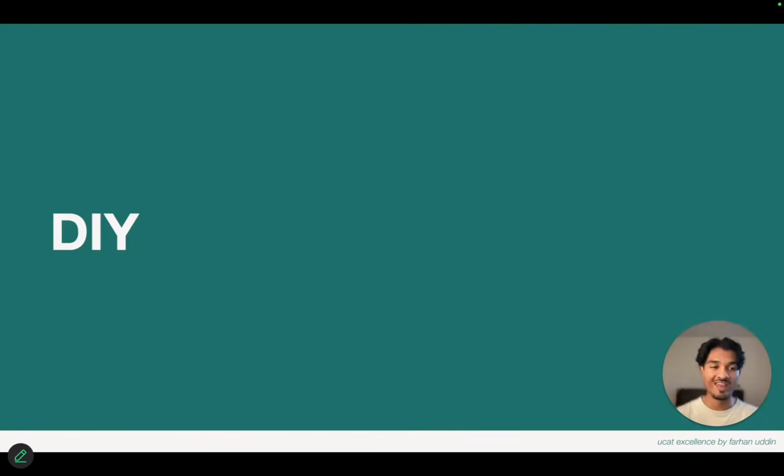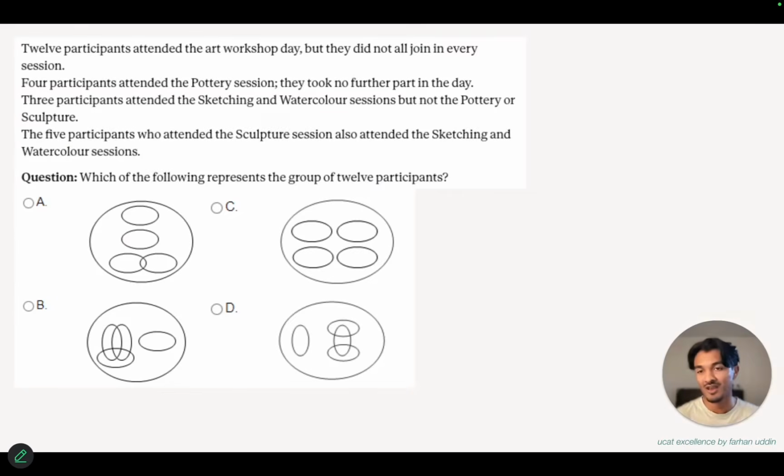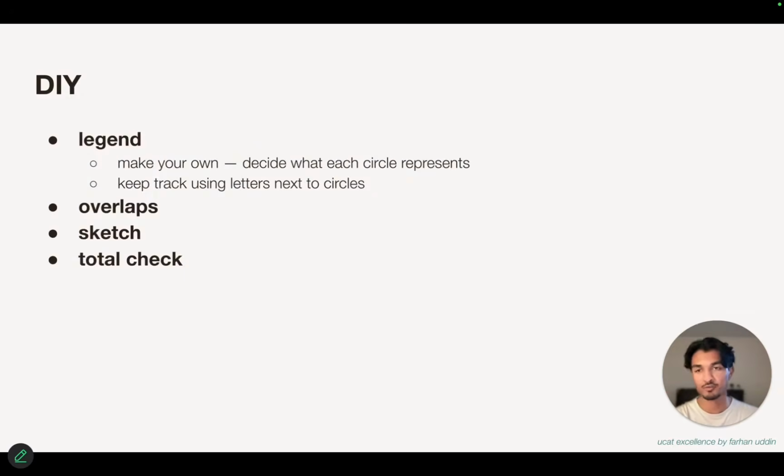We've got the next question type, which is DIY. And they look something like this, where they give you actually no numbers, but they give you just words. And your job here is to pick the Venn diagram that best represents the information that you see in front of you. Again, no numbers. So here's how I go through these questions. Number 1, with your legend, you got to make your own essentially, because you decide what each circle represents now. So the way I recommend this is to keep track using letters next to circles.